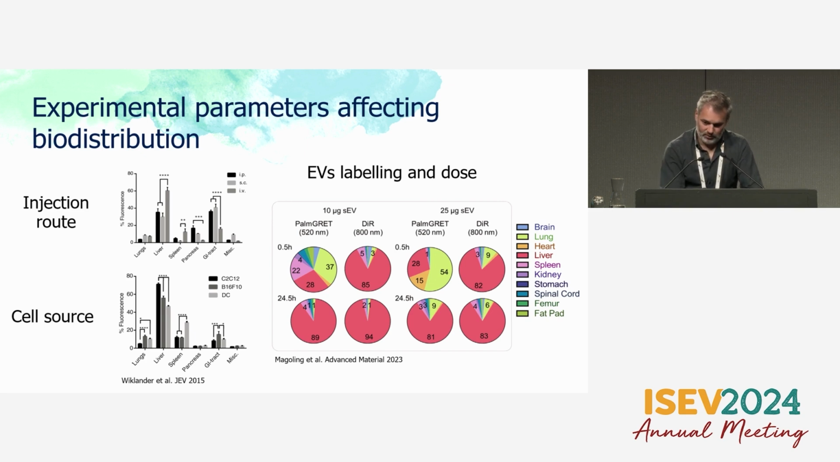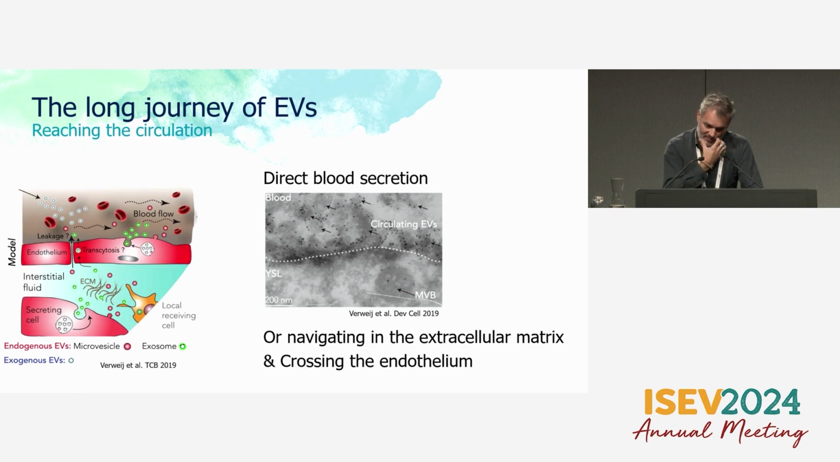Okay, so that said, what do we know about the journey of EVs from their secretion point? The first thing is that EVs need to reach the circulation. So it's easy for cells that are facing the blood flow, such as endothelial cells, or in this example here, yolk cells from a zebrafish embryo. So then the EVs are directly secreted in the circulation. But we know that in the circulation, we can also find EVs that have been secreted by cells that are not in direct contact with the circulation. And in this case, we have to imagine that EVs will have to cross the extracellular matrix and cross the endothelium. And the processes involved here are so far unknown.